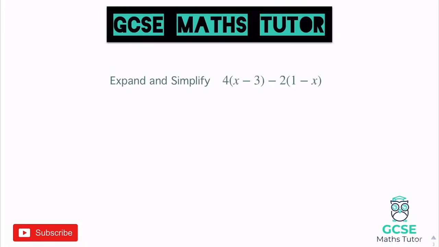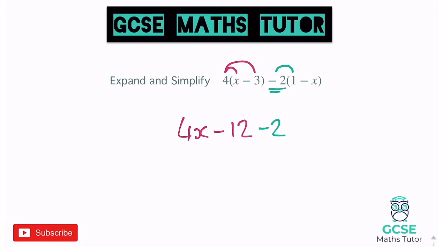Okay, so this one here, we've got it a little bit jumbled up, it's a little bit different to the last few, but let's follow the exact same process and see what we get. First bracket, 4 times the x gives us 4x, and 4 times the negative 3 gives us negative 12. Now moving on to the next bracket, being careful because we've got a negative 2 at the start. So this time it's negative 2 times the number first. Negative 2 times 1 is negative 2, so take away 2.